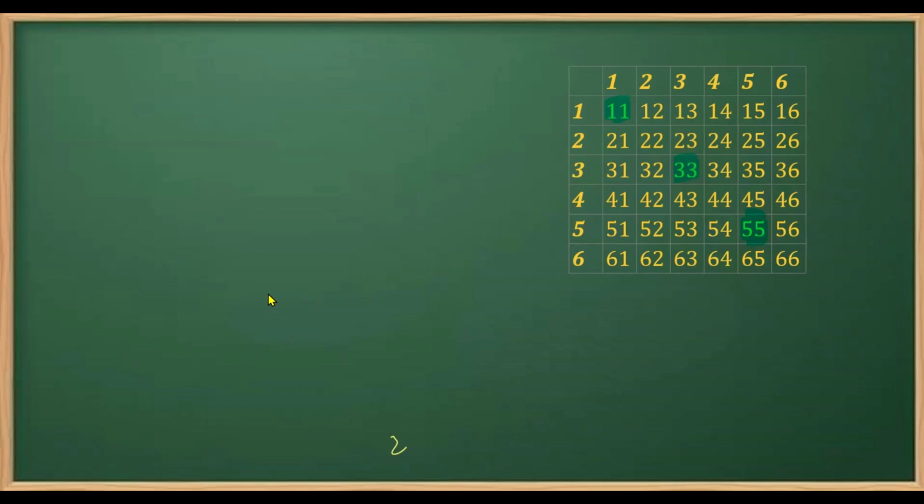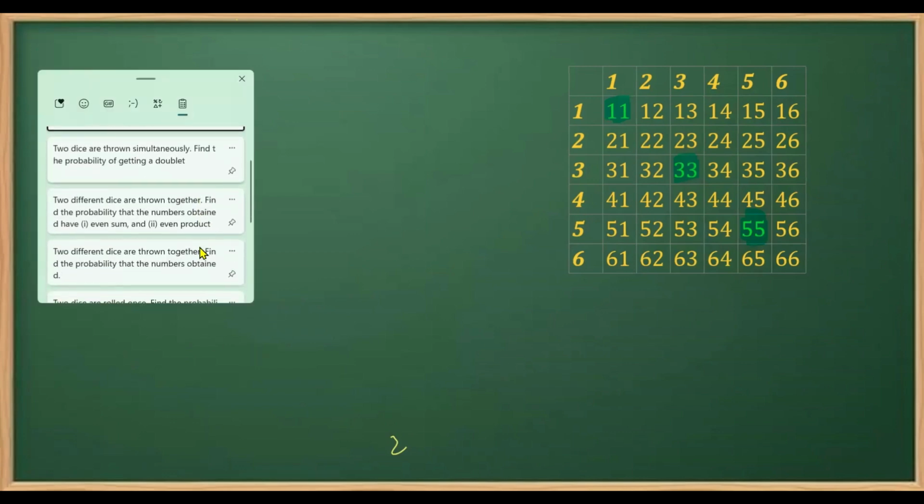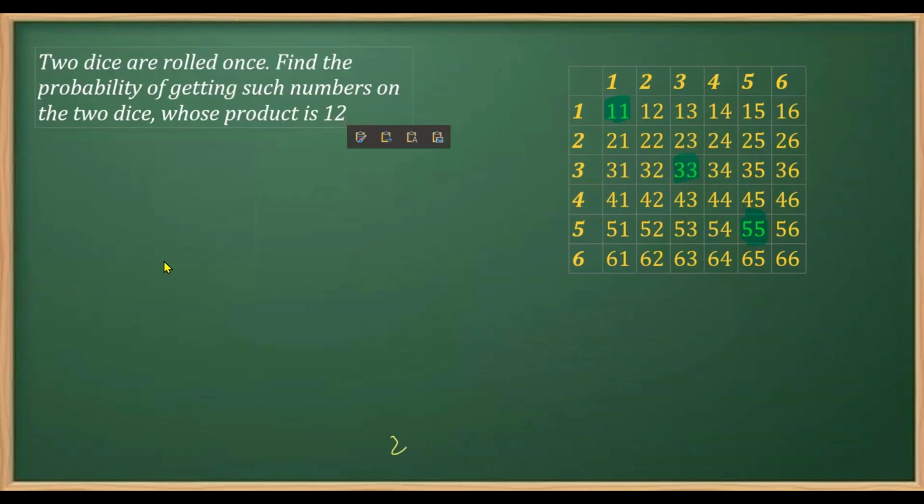Let's take the fourth one. This one says 2 dice are rolled once. Find the probability of getting numbers on the dice whose product is 12. Is the product exactly 12, right? It's not less than 12.